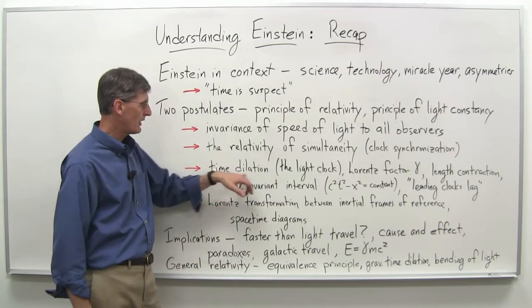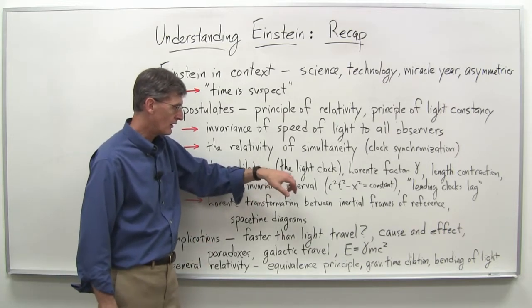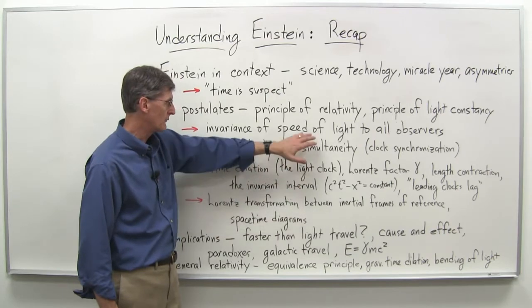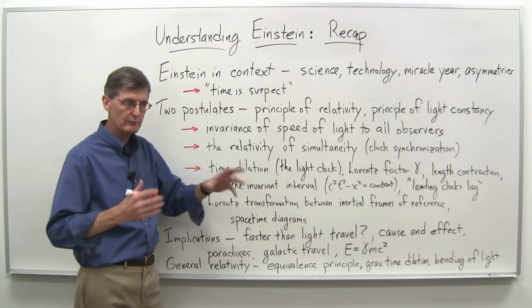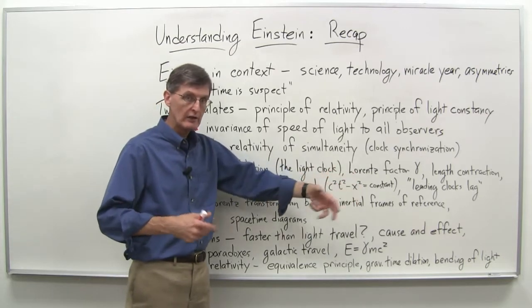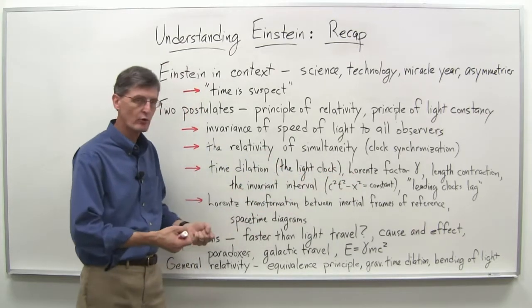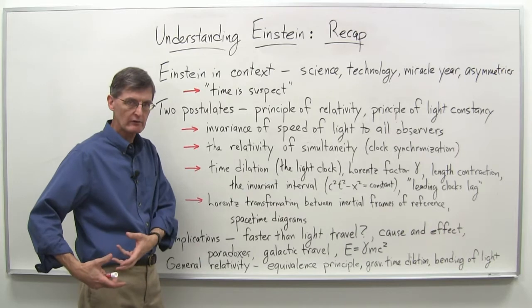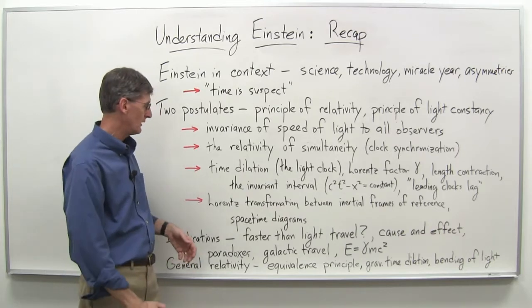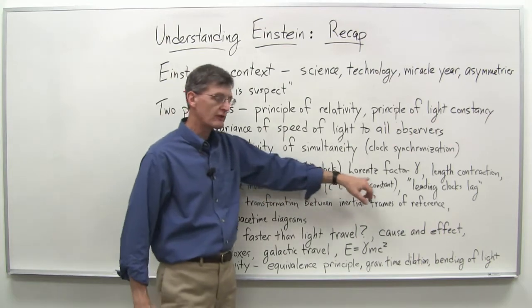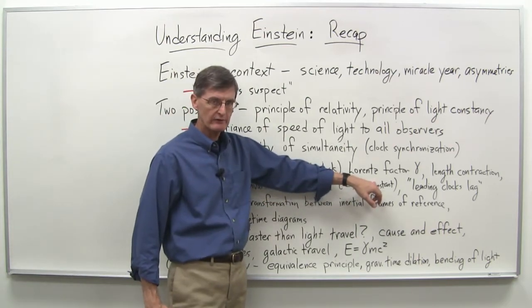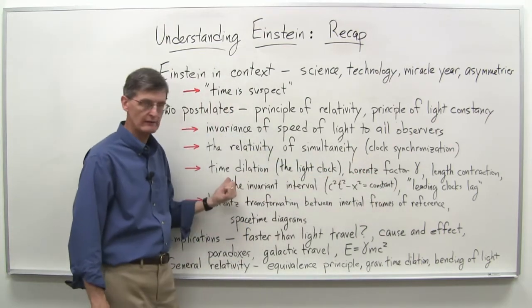We talked about time dilation using the light clock example, again coming from the invariance of the speed of light, so that an observer who observes a moving clock will observe it to tick more slowly than an identical clock that he or she has next to them. So time dilation. And from that, we also got the Lorentz factor gamma, the scaling factor for time dilation, really.